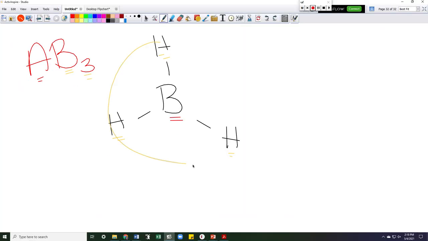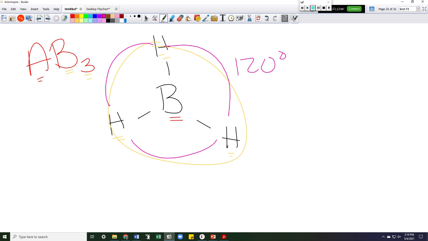If this were a pizza, how many of you like pizza? And I were to cut that pizza into 3 equal slices. First of all, how many degrees are in a circle? 360. So if I cut this pizza in perfect slices, how many degrees is this slice, and that slice, and that slice? 120 degrees. Does that make sense? So that's how this works.